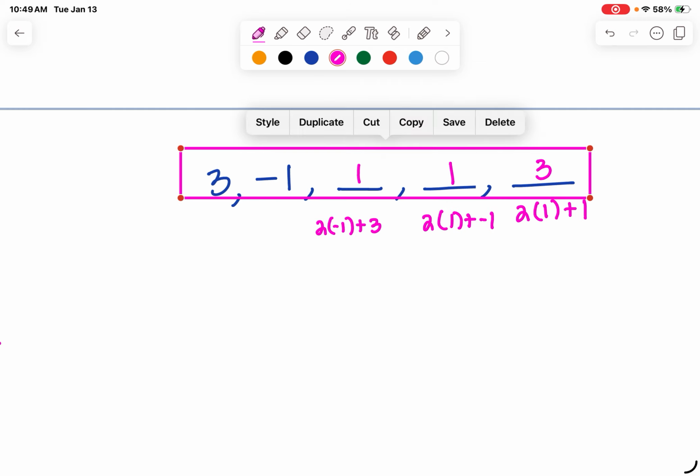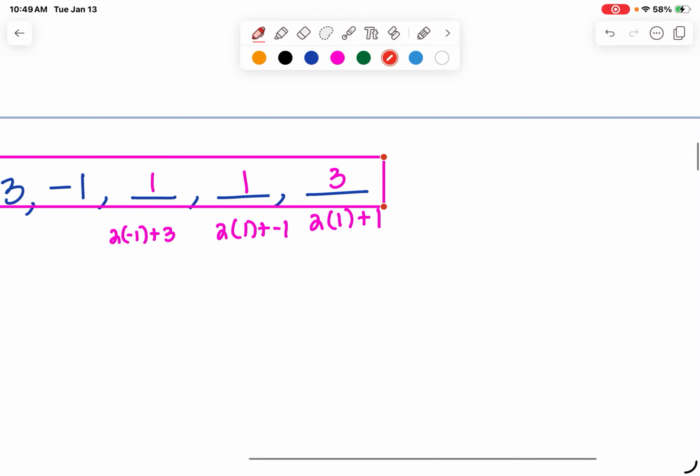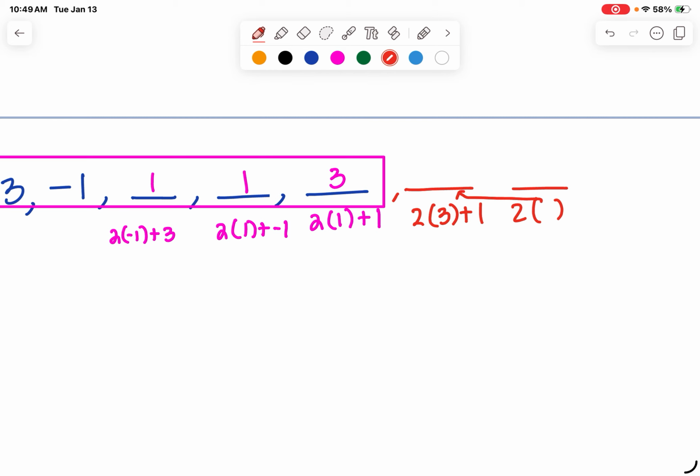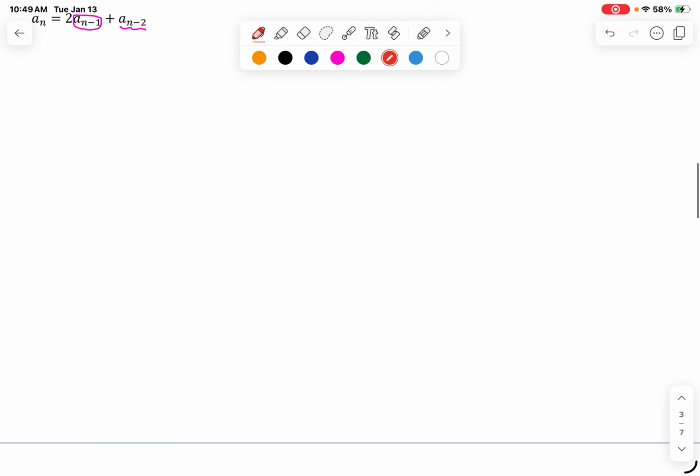I wish these were like numbers like 17 and 36 so you can really see the difference, but there's a lot of 1s and 3s going on in here. But it's just 2, so if I wanted to get the next one, just so we can keep going here, 2 times the previous term, which is 3, plus the term before that, which is 1. 2 times that term, whatever this is, plus this term right here.